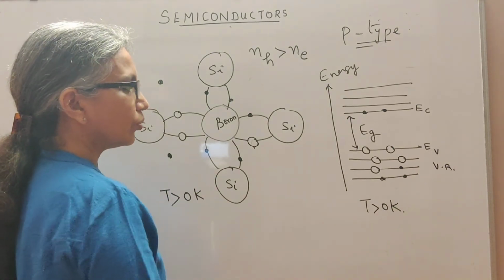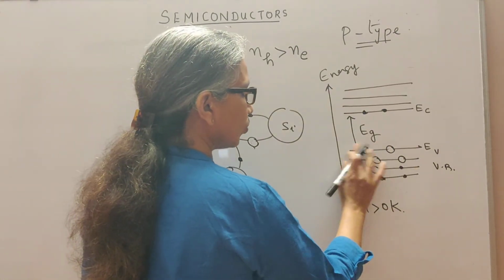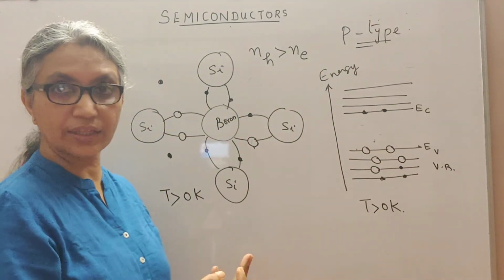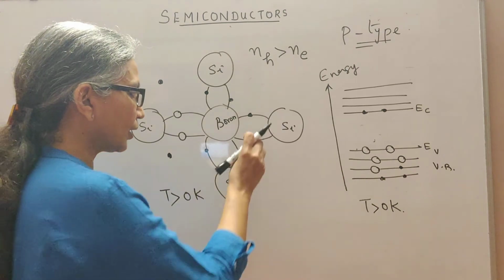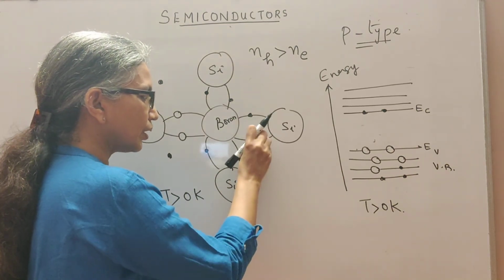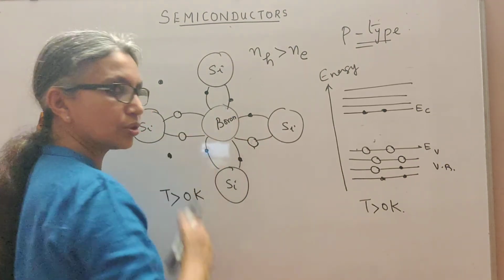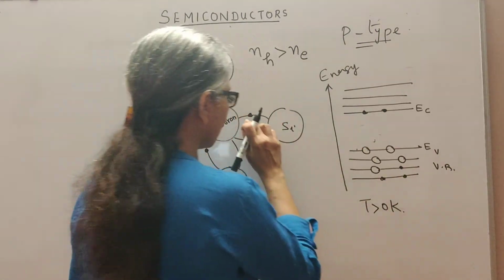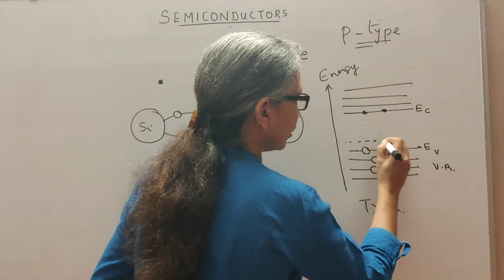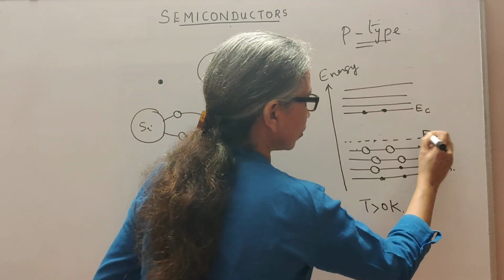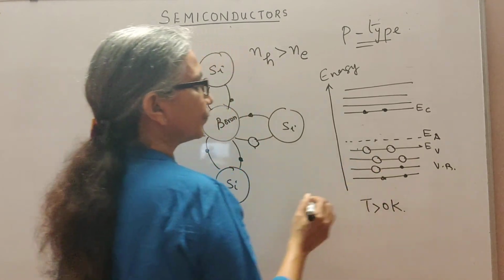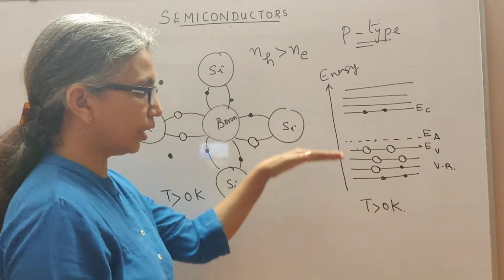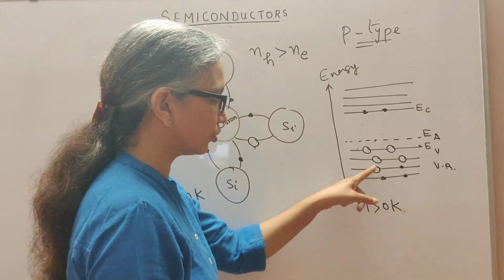Now what happens here is these holes can accept electrons. Because they have vacancies of electrons, they can accept an electron, and this electron that is accepted here will belong to the boron. So the electrons that enter into bonding here will have a higher energy level, which is called EA.